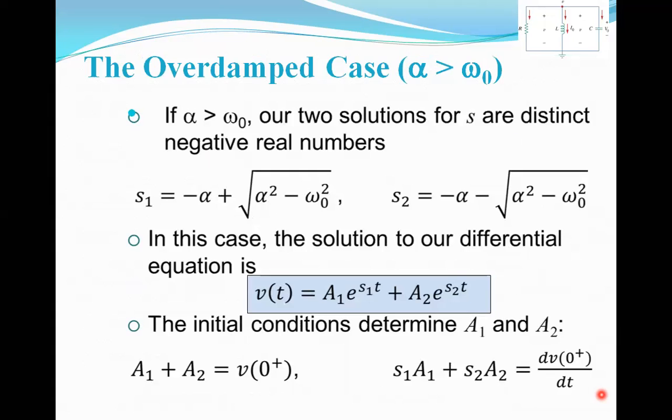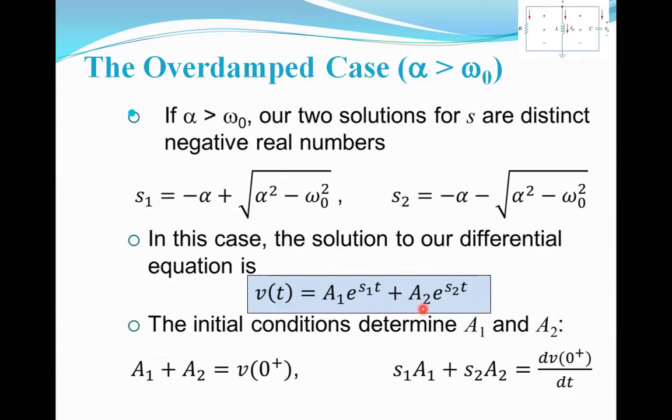If alpha is greater than omega naught, the S values are two distinct negative real numbers. S1 is equal to minus alpha plus the square root of alpha squared minus omega naught squared, and S2 is equal to minus alpha minus the square root of alpha squared minus omega naught squared. The solution is v(t) equal to A1 exponential of S1 t plus A2 exponential of S2 t. Applying the boundary conditions, A1 plus A2 is equal to V, and S1 A1 plus S2 A2 is equal to dV by dt.